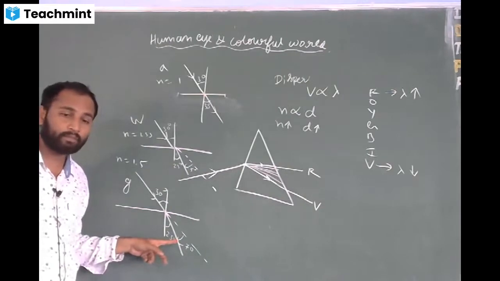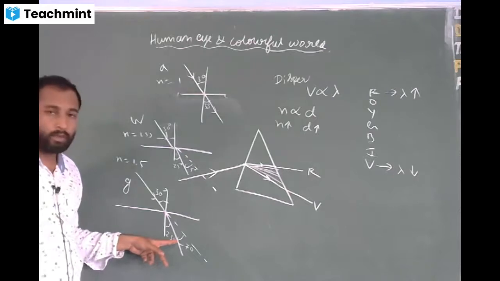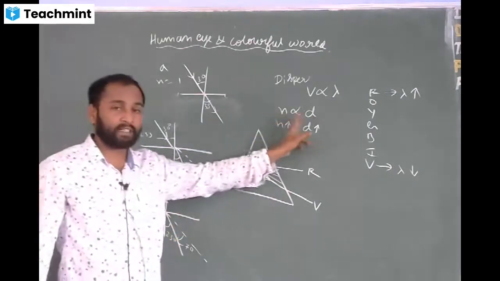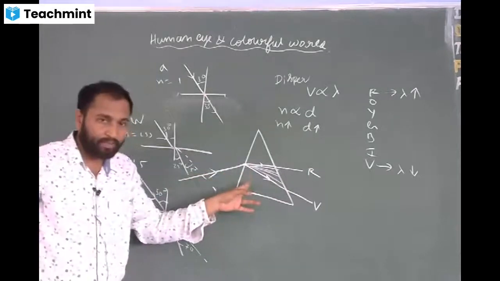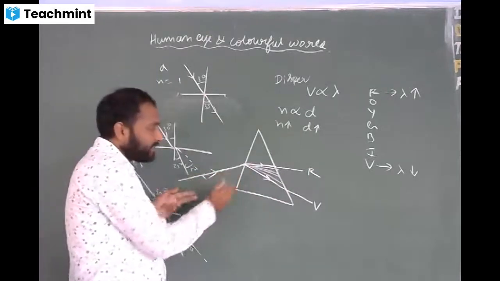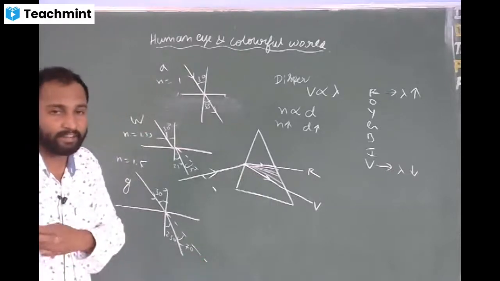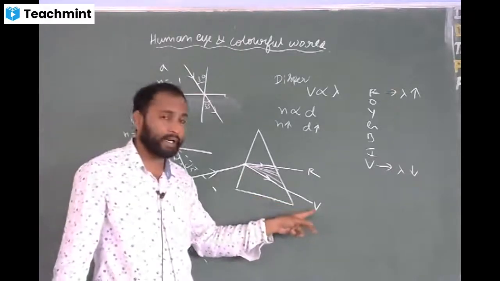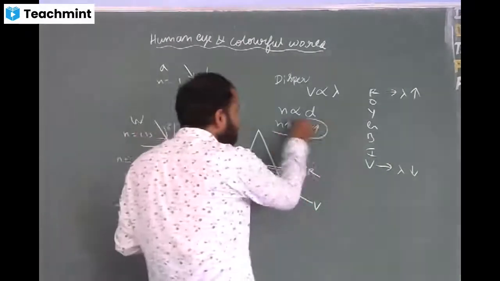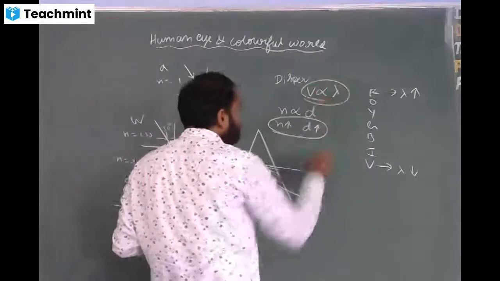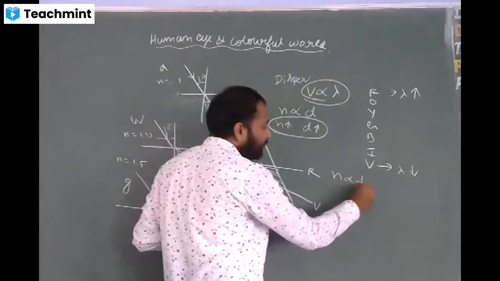Correct? So we can say refractive index is directly proportional to deviation. So come to the prism. When light enters, which is most deviated, which is least deviated? Least deviated is violet, most deviated is red. So from this equation and this equation, we also know n is inversely proportional to v.